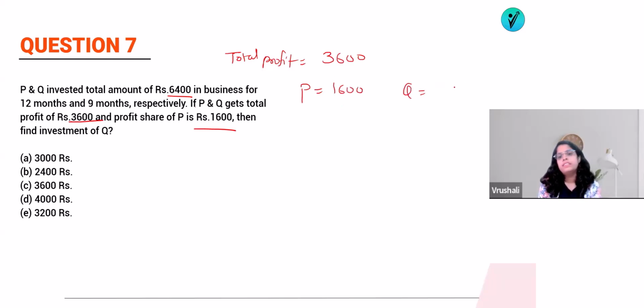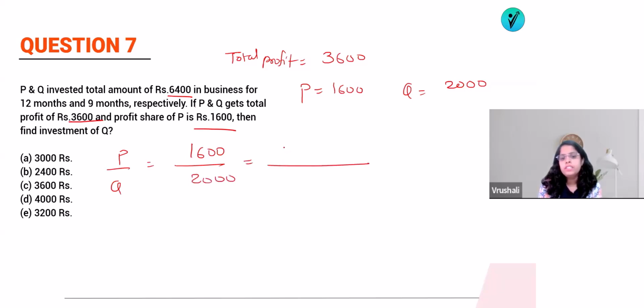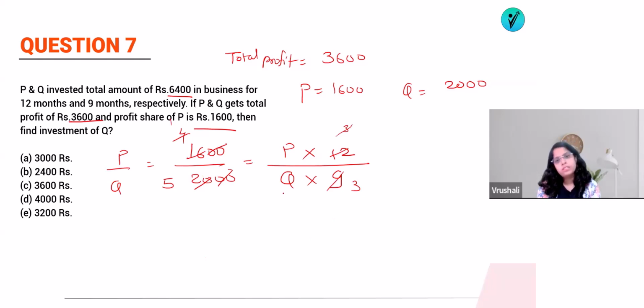Q will receive 3,600 minus 1,600, which means 2,000. So if you find the ratio, profit 1,600 by 2,000 is equal to the investment of P into 12 months, which he has invested for, divided by the investment of Q into 9 months, right? So this double zero will get cancelled. 4 4s are, 4 5s are, 4 1s are, 4 3s are, 3 1s are, 3 3s are. So this 3 will go to that side. That means P by Q is equal to 3 by 5.